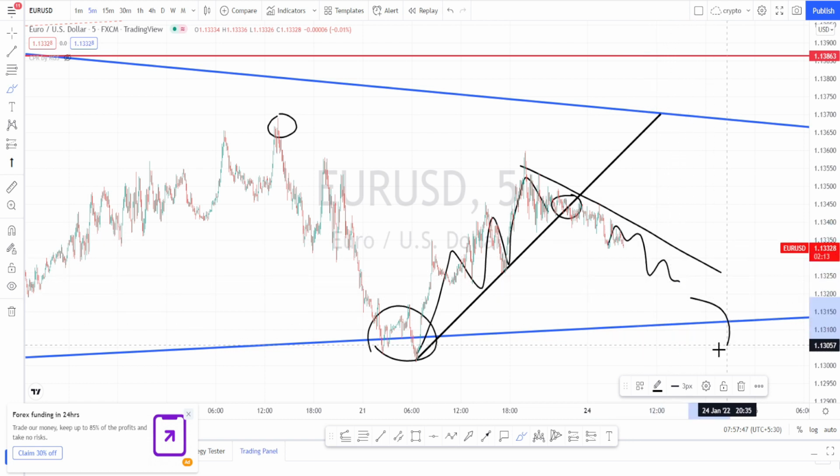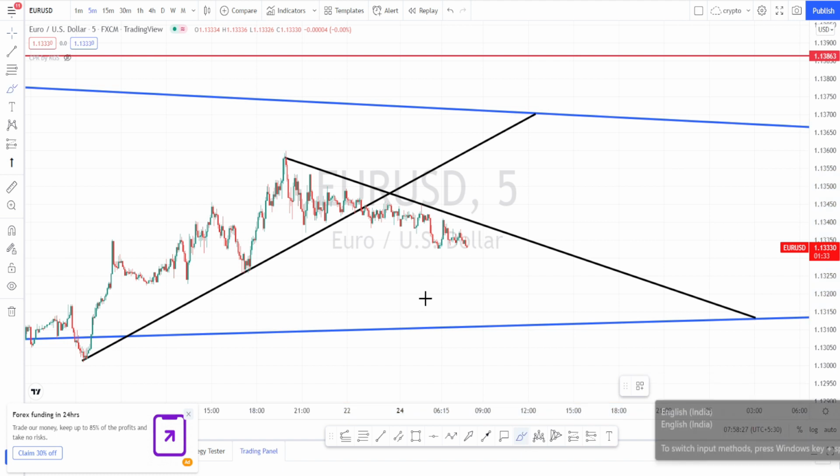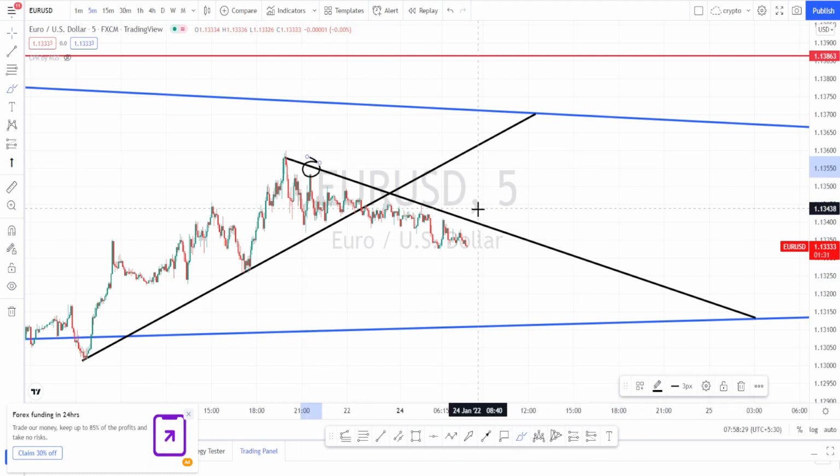We can expect the price action to take support on the support line of the bullish channel pattern from the hourly time frame, and if it manages to break this support line, we can expect a further fall in this currency pair. So I would recommend you to draw trend lines like this, and whenever the price action tests this trend line and bounces back, you can go on bearish side trades.